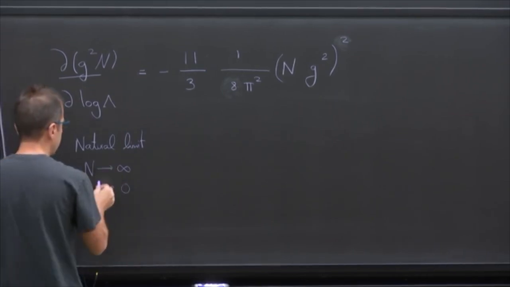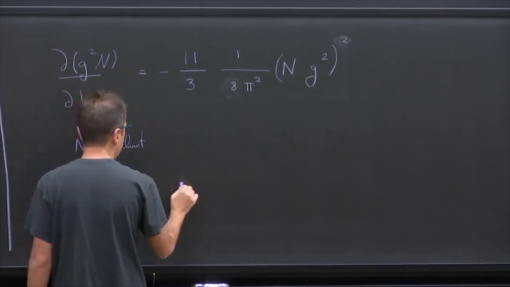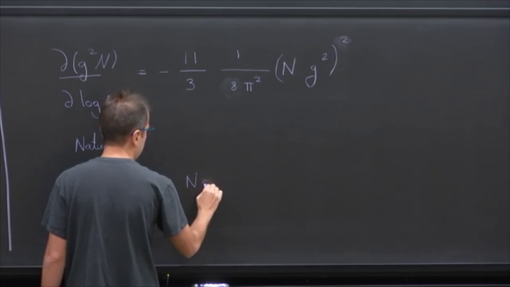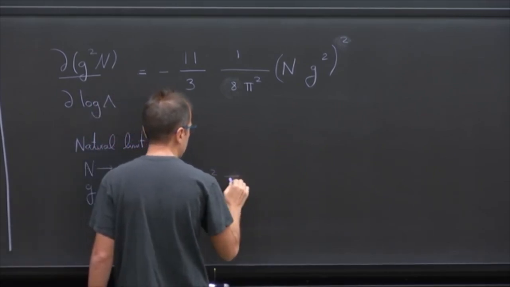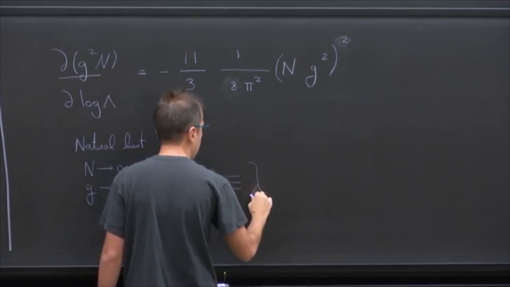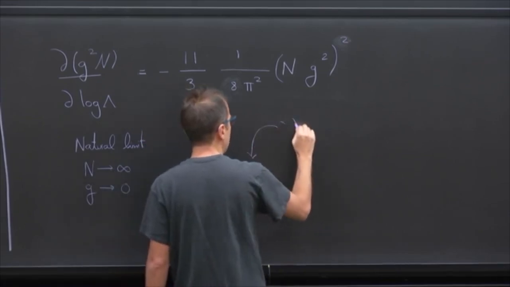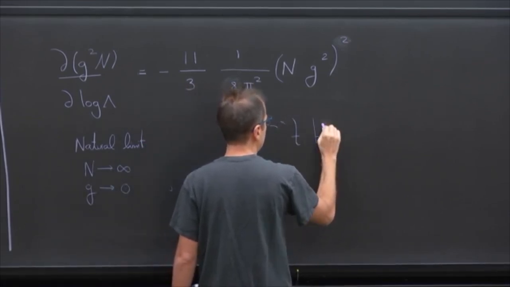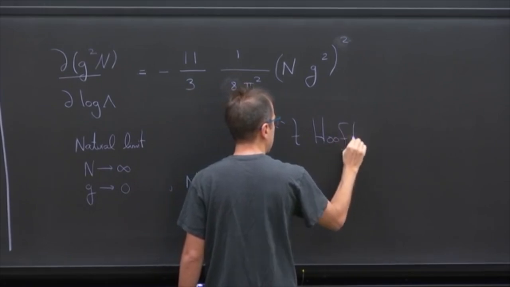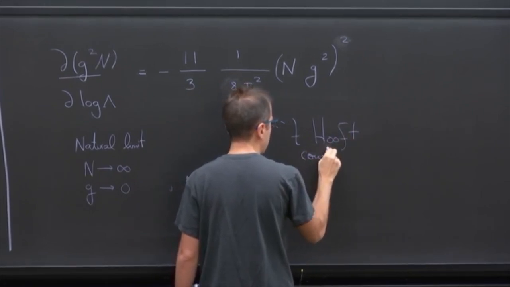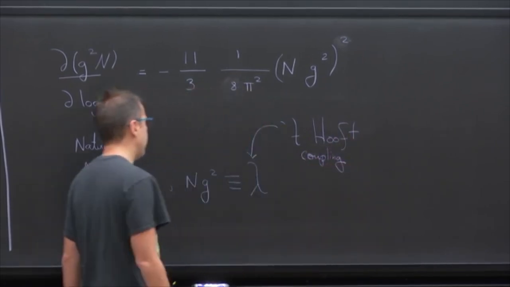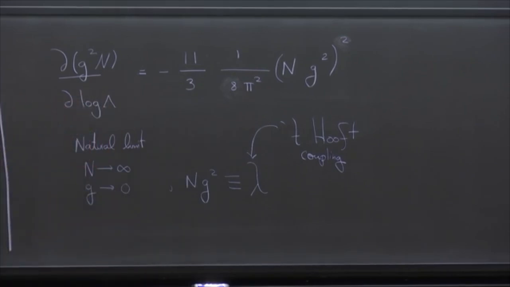And so the natural limit is n to infinity, g to 0, and n times g squared, which is usually called lambda. It's a new coupling. It's called the 't Hooft coupling, and it would be held fixed. If we start with this limit at some energy scale, and then we flow, we stay in this limit. So this would be a good limit to take large n in non-abelian gauge theory.